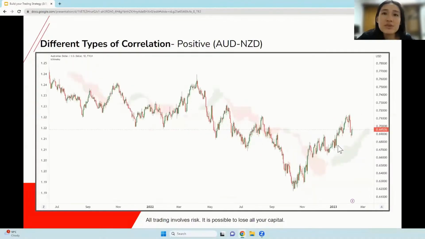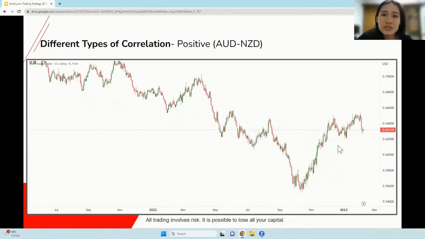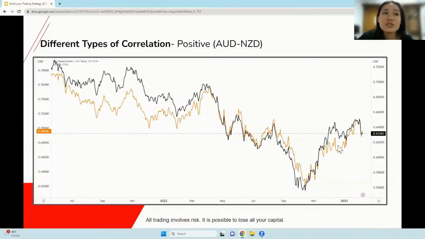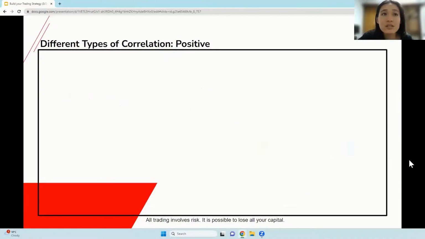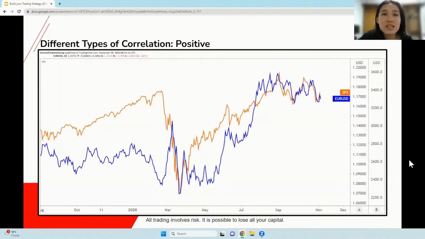If you can't see, it is a little bit difficult to see just by comparing these two charts, which is why we like to use the TradingView feature that allows you to compare two currencies on the same chart. Okay, this is another example. We're comparing the SPX with the euro dollar, and you can see they are also positively correlated. I think you kind of get it by now.